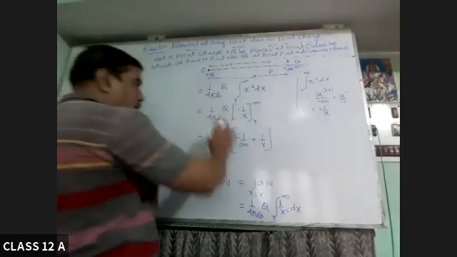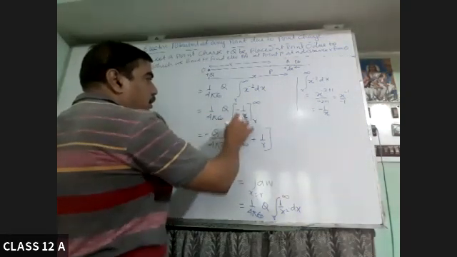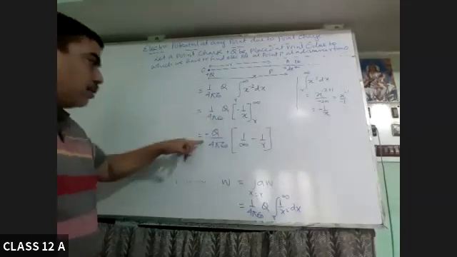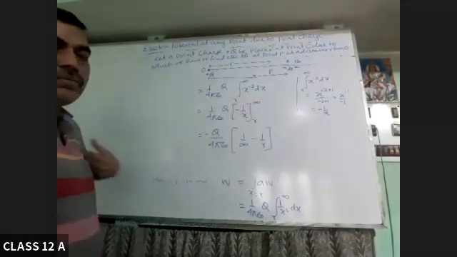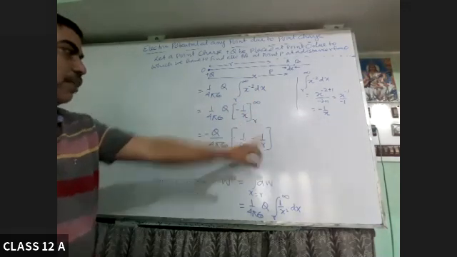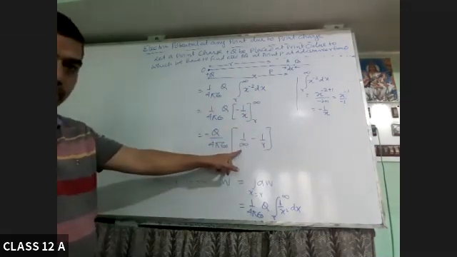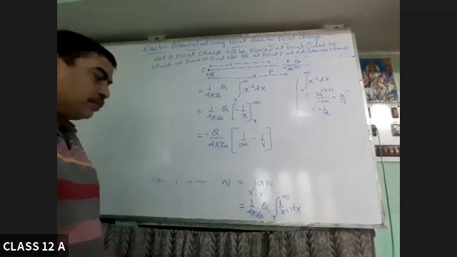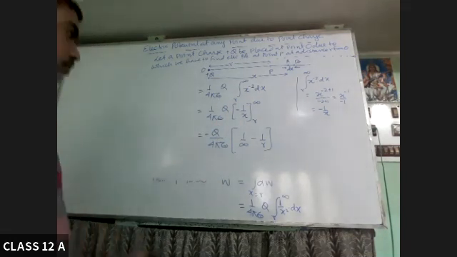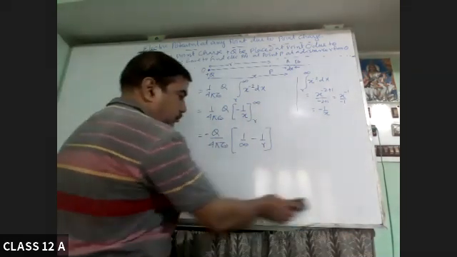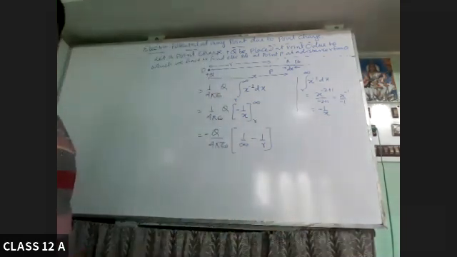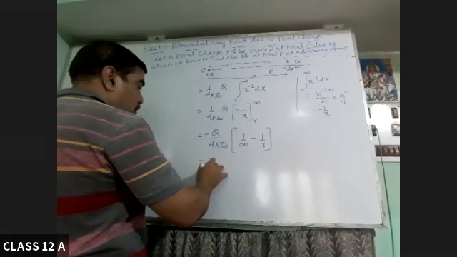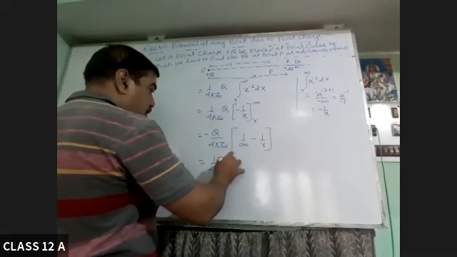Or you can consider another way. This minus here will become 1 by infinity minus 1 by r. If you are taking this minus outside, then the limit will be of 1 by x only. So 1 by infinity minus 1 by r. So 1 by infinity is 0, and minus of this minus will become plus. So this is 1 by 4 pi epsilon naught q over r.